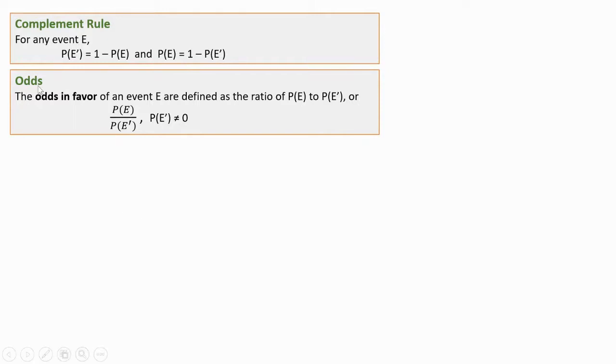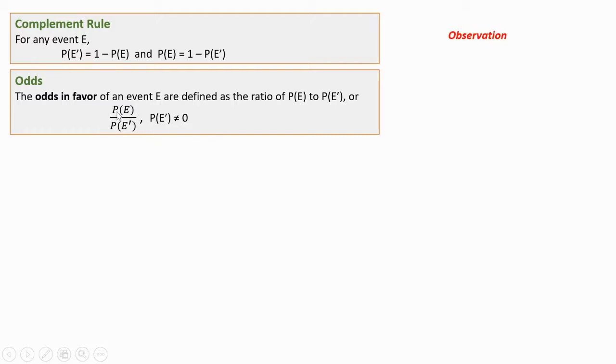Now here comes odds in favor. The odds in favor of an event E are defined as the ratio of the probability of E to the probability of not E, or the probability of E over the probability of not E. And the probability of not E cannot be 0, because if it's 0, it'll be undefined.